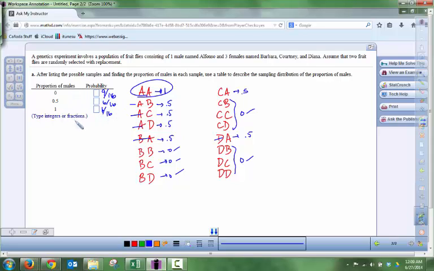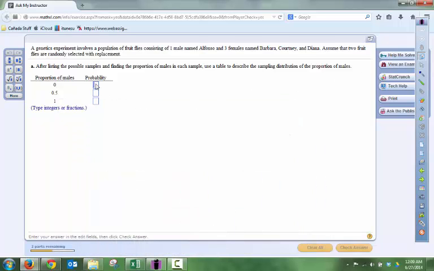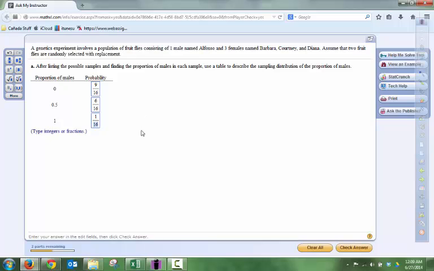So that is the number out of 16, our probability that we select the sample with 0% male, with 50% male, and with 100% male. So let's go check our answer. 9, 6, and 1. So 9 out of 16, 6 out of 16, 1 out of 16. Okay, so that's the first part.